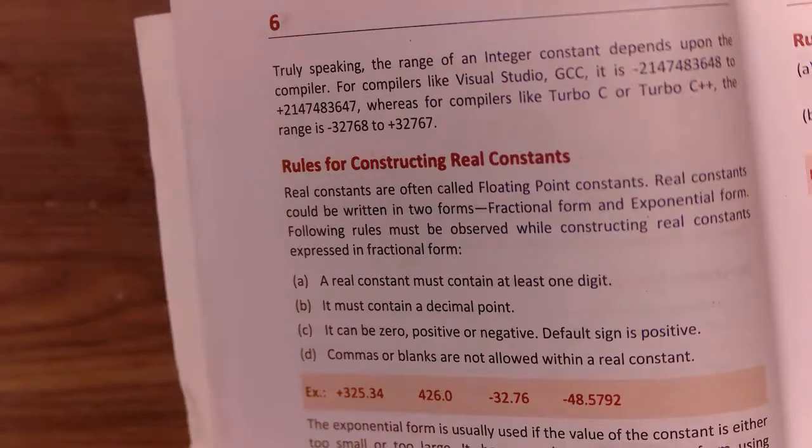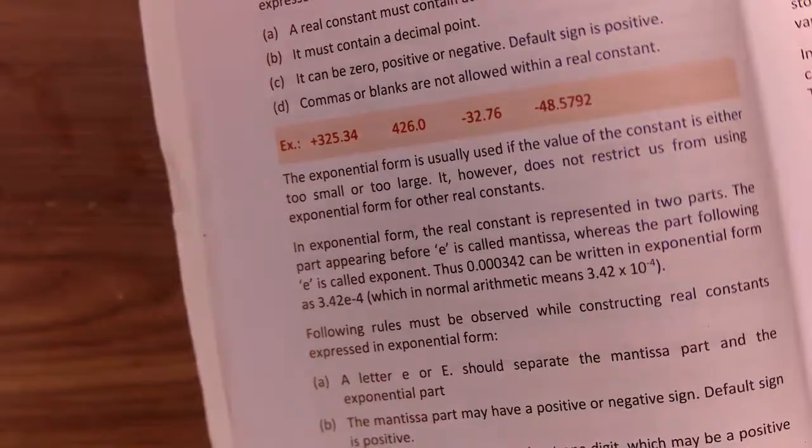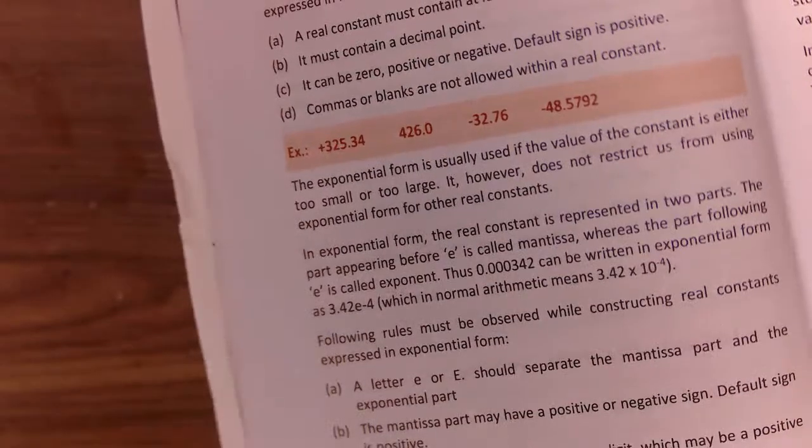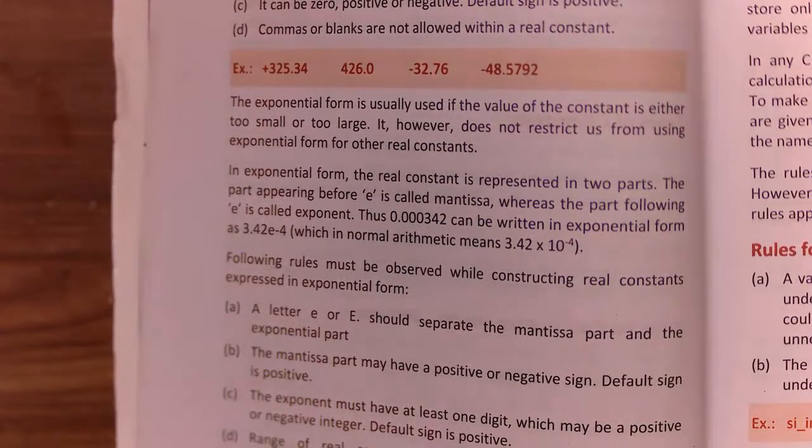A real constant can be zero, positive, or negative. The default sign is positive. Commas and blanks are not allowed with real constants. A real constant must contain at least one digit. Next, the exponential form is usually used if the value of a constant is either too small or too large. It, however, does not restrict us from using exponential form for real constants. In exponential form, the real constant is represented in two parts. The part appearing before e is called mantissa, whereas the part following it is called exponent.